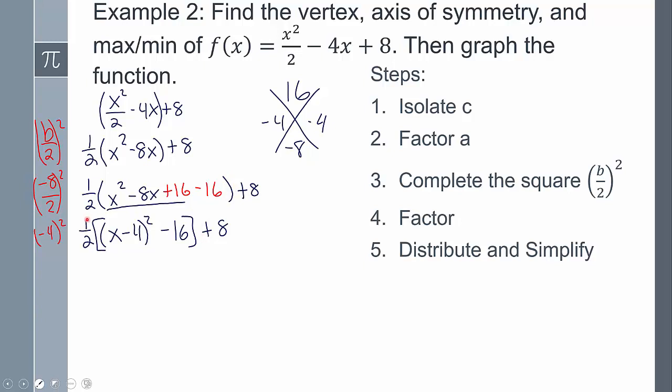That 1/2 now, I have to distribute to both of these. So the 1/2 times that, 1/2 times that. Now just leave the 1/2 in front. You don't multiply that through. Order of operations, I can't because of that. So you just leave that 1/2 in front. Combine like terms. And so there's my function. So I have a vertical shrink of 1/2, and I have a horizontal shift of 4.